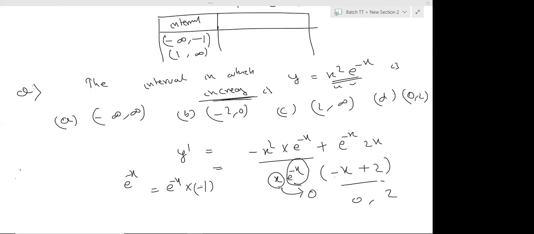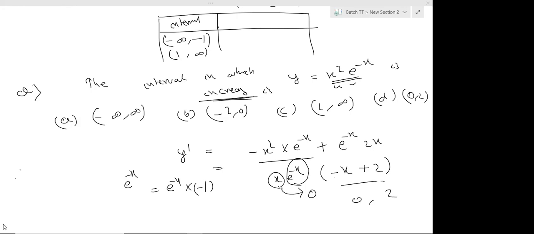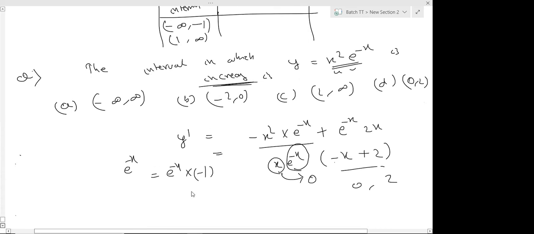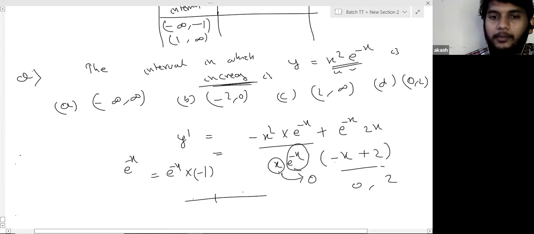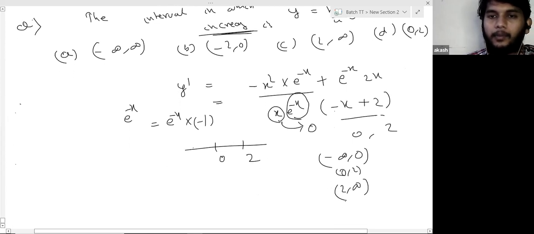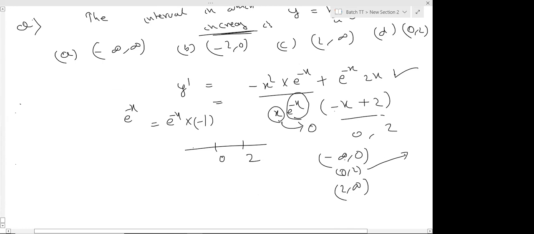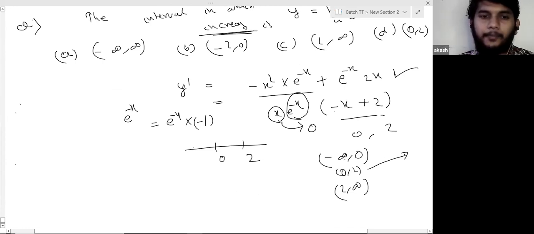Done, sir. All right, which is the answer then? 0 to 2, sir. 0 to 2, absolutely right. So the intervals we have: this is 0, this is 2. So minus infinity to 0, 0 to 2, and 2 to infinity. All right. So if you check, put it in this differentiation, you'll get that from 0 to 2 things are positive. All right? Right, sir. So this thing is clear, Ryan? You can raise your hands.